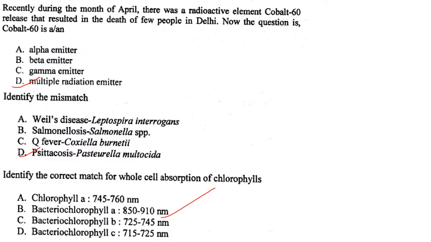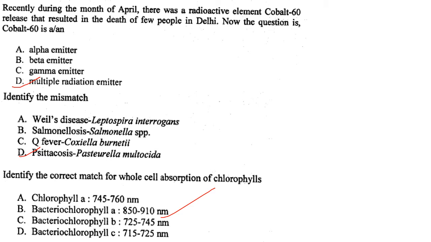So coming to the first question. Recently during the month of April, there was a radioactive element, cobalt-60, released that resulted in the death of a few people in Delhi. Now the question is, cobalt-60 is an... So cobalt-60 is a multiple radiation emitter, that is both beta and gamma emitter. Then identify the mismatch.